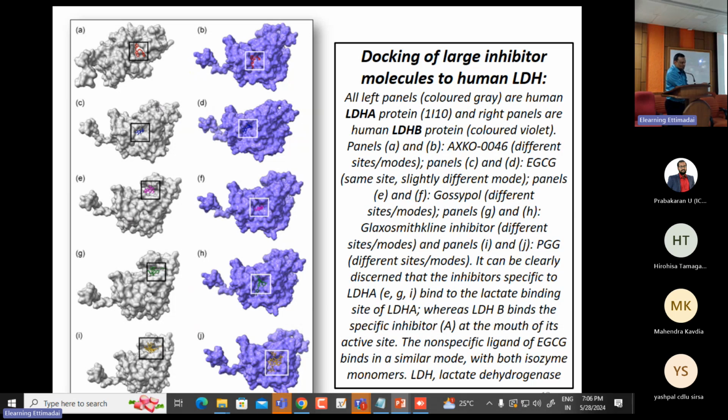Now, because these molecules have antioxidant properties, could it be that they are scavenging ROS also? Is that a mechanism, right? Some of them bound at the mouth, like a crypt blocker. What you say is crypt blocker, that is, entry of substrates and exit of product cannot happen like that. But in most cases, we saw that there was favorable binding of even lactate to one part on the monomer surface.